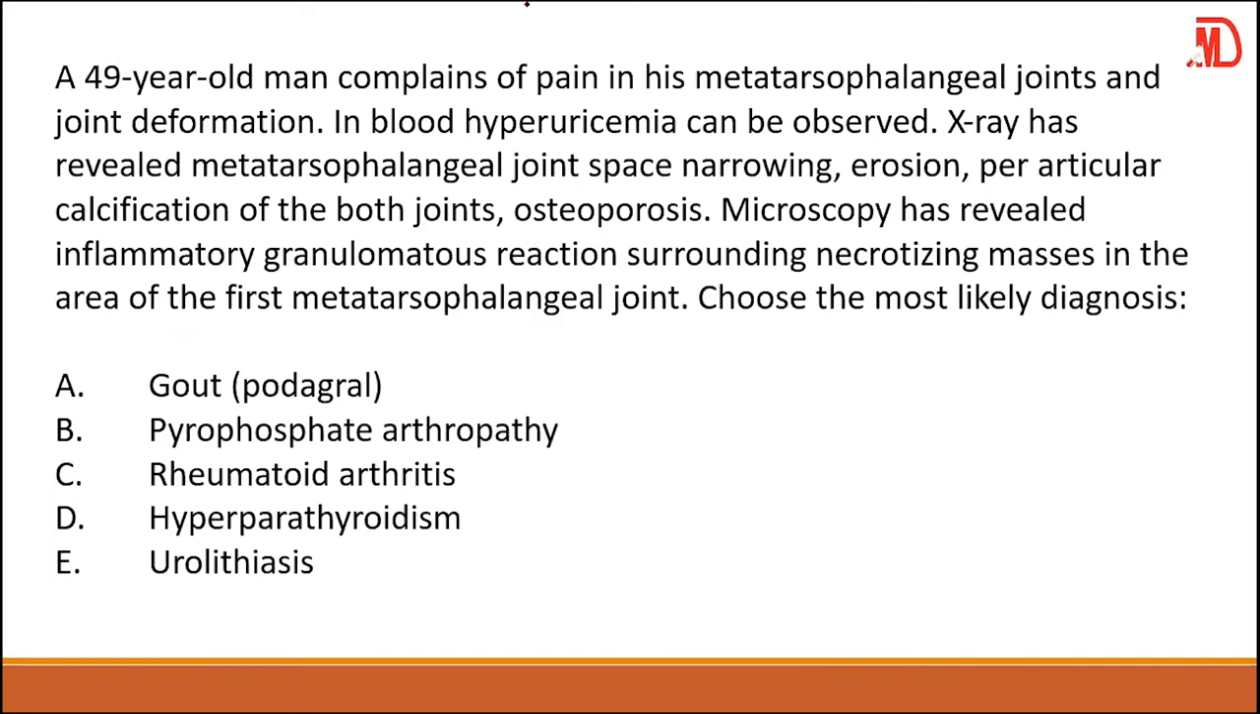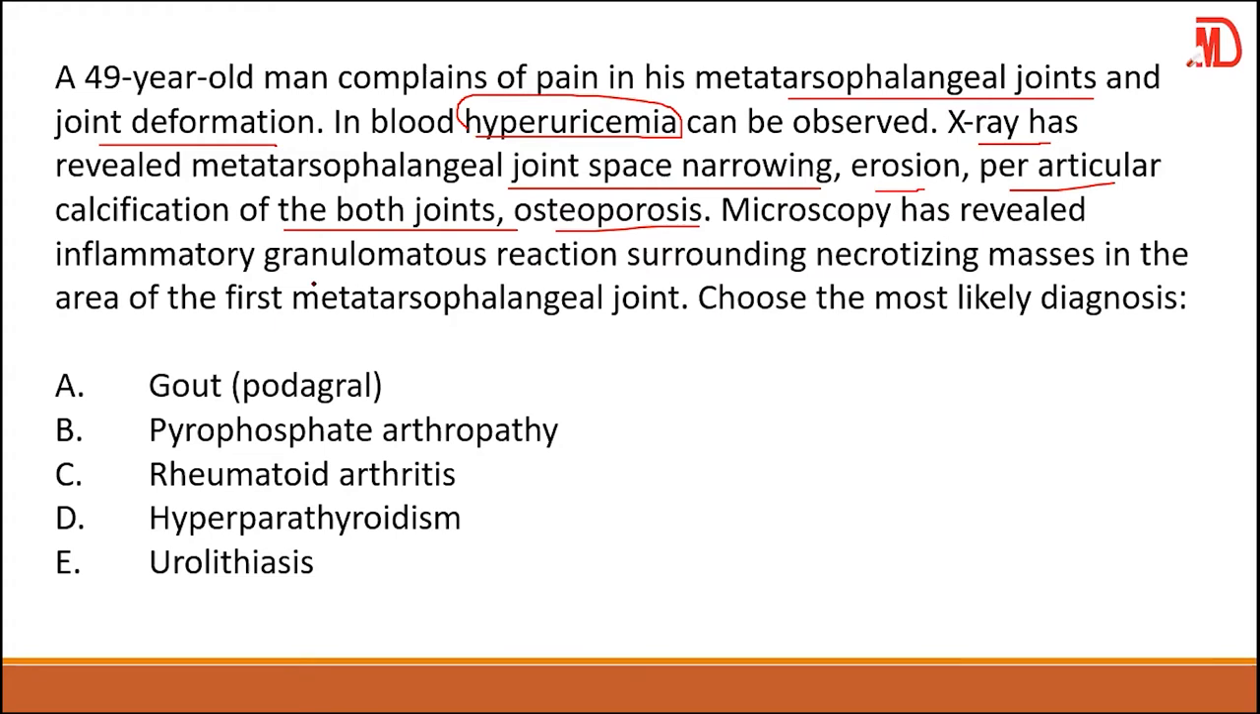All right. A 49-year-old man complains of pain in his metatarsophalangeal joint and joint deformation. In the blood, hyperuricemia can be observed. Guys, even before going through it, anytime we have too much uric acid in the blood, what is the term called? Gout. Exactly, gout. So even before you go further, you already have your provisional diagnosis in your head. So just go on to confirm. And again, the X-ray reveals that the joint space is narrow.